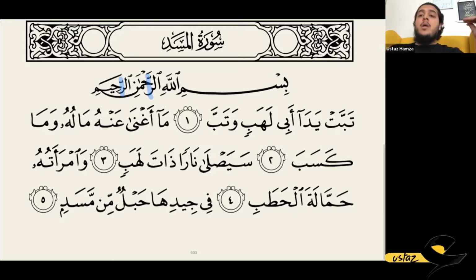Ma aghna. Very good. Ghain is a full mouth letter. Someone said ha. No, ha is not. Ba. Ba is harf al-qalqalah. It's a bouncing letter. Okay. Wa tabb, and it's a strong letter but not full mouth.